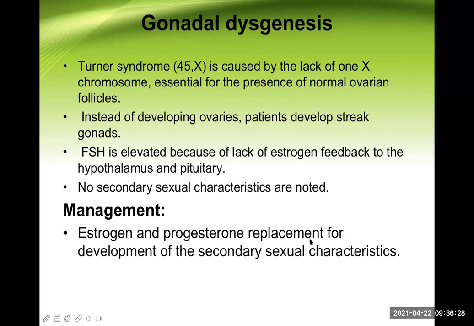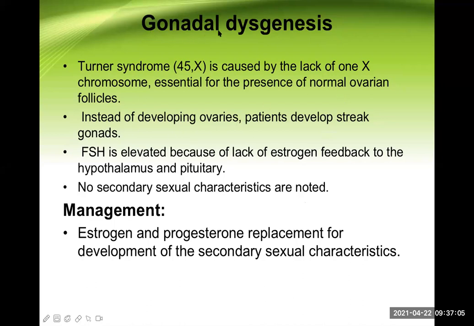Another condition which is related with amenorrhea is gonadal dysgenesis or Turner syndrome. Gonadal dysgenesis is caused by Turner syndrome very commonly. That is known as streak ovary. Okay, the ovaries are not formed. Turner syndrome is 45X, one X is deleted or absent. Okay, so because of absence of that one X, there is no growth of ovarian follicle. Instead of developing ovary, the patient develops streak gonad.